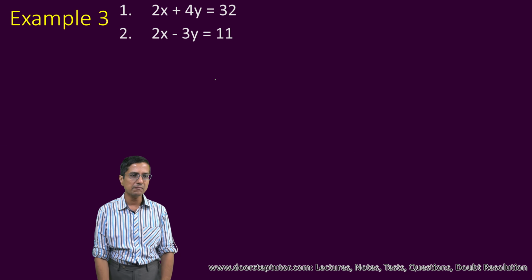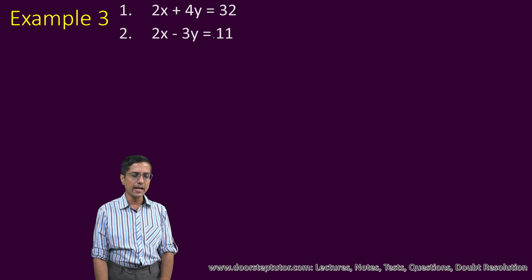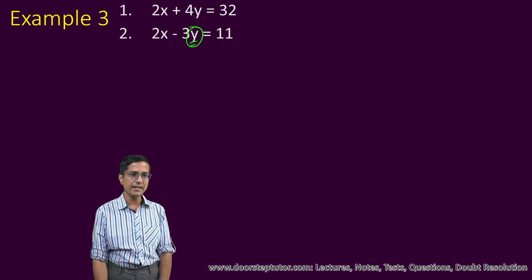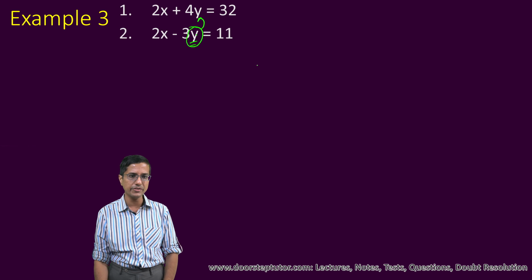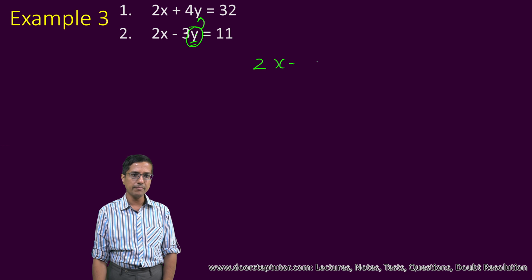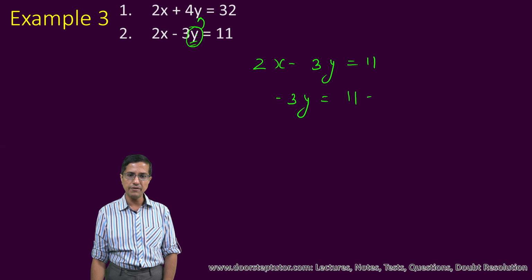So again here, let us try to substitute y from the second equation into the first equation. Let's see what happens. So this becomes 2x minus, I'm writing the second equation again, and then this means that minus 3y is equal to 11 minus 2x, and this means that y is equal to minus 11 by 3 plus 2 by 3x.